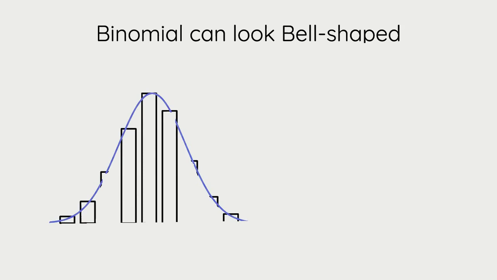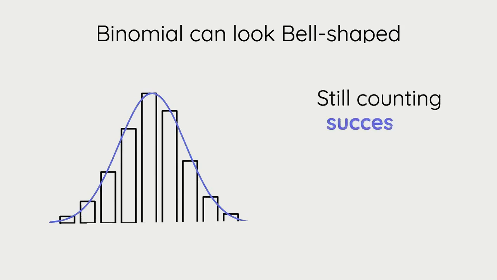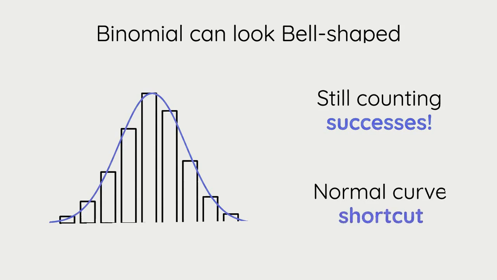Now here's where confusion starts. A binomial distribution, when the number of trials is large and the probability of success is not extreme, starts to look bell-shaped. In that case, the binomial can be approximated by a normal distribution. This does not mean it stops being binomial. The data-generating process is still counting successes. We are just using the normal curve as a shortcut.